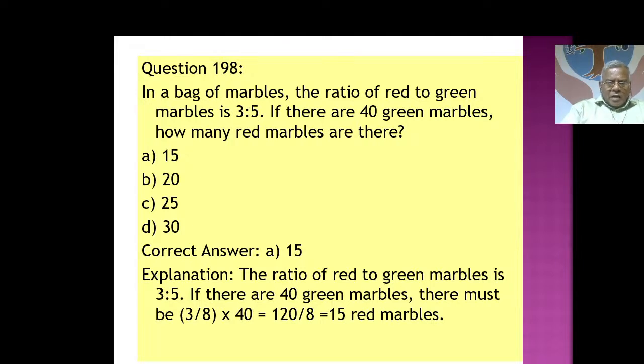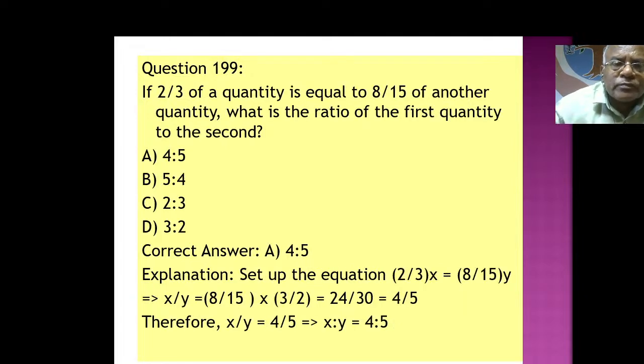Okay, I hope you understood this. If 2 by 3 of a quantity is equal to 8 by 15 of another quantity, what is the ratio of the first quantity to the second?